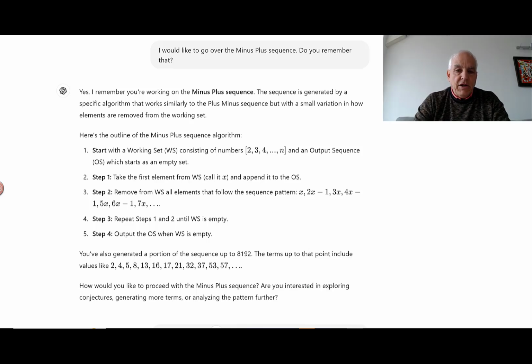Okay, so the starting point is I've opened up ChatGPT, and I'm carrying on from a prior conversation that I had with it about the plus minus sequence. So today I would like to go over the minus plus sequence. Do you remember that? Because I wasn't sure whether it got the previous conversation in its memory. So it replies, yes, I remember you're working on the minus plus sequence. The sequence is generated by a specific algorithm that works similarly to the plus minus sequence, but with a small variation in how elements are removed from the working set.